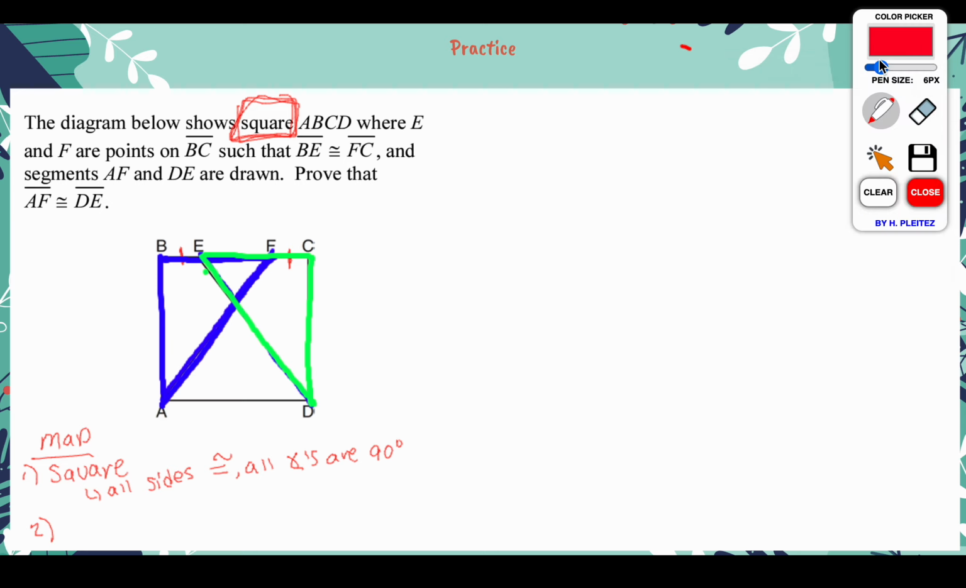So what that tells me, when I have sides that are in the same location, I'm going to use CPCTC. But before we use CPCTC, we need triangle congruence, which the question does not give us. So before this, we need that triangle ABF is congruent to triangle DCE. We need that before we can use CPCTC.